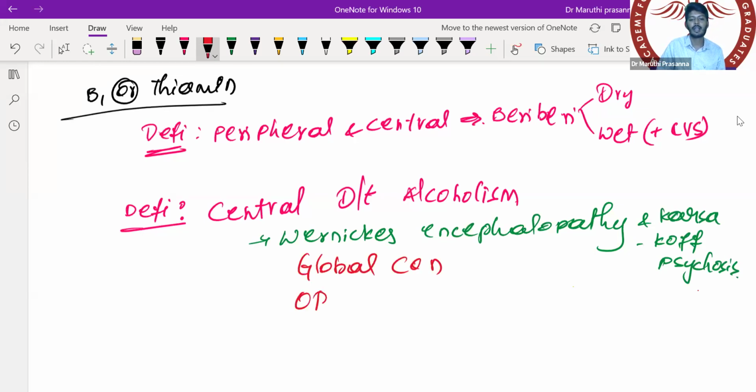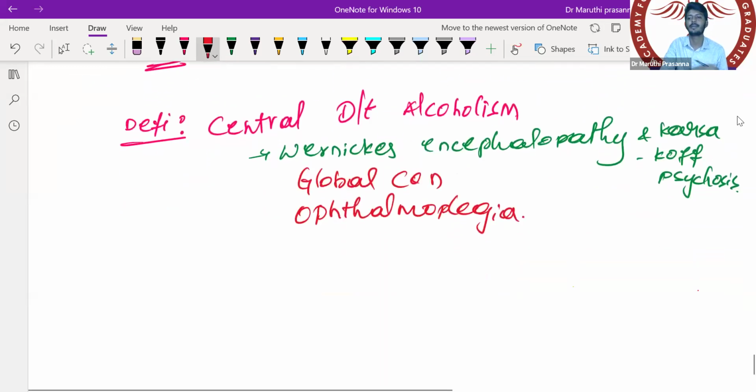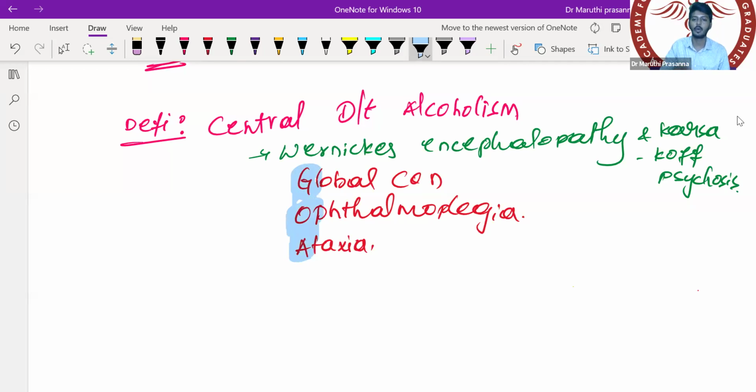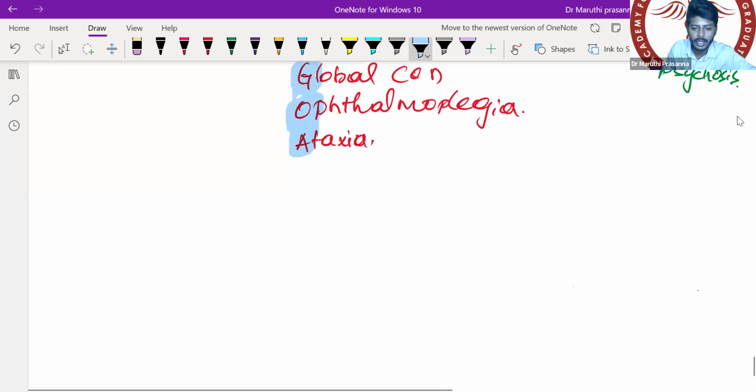He will have ophthalmoplegia. What is ophthalmoplegia? It is a condition associated with vision disturbance, and even pain is possible, and loss of balance called ataxia. I have given a technique to remember. All of you know this mnemonic, GOA. So GOA is a mnemonic for which disease? Wernicke's encephalopathy.